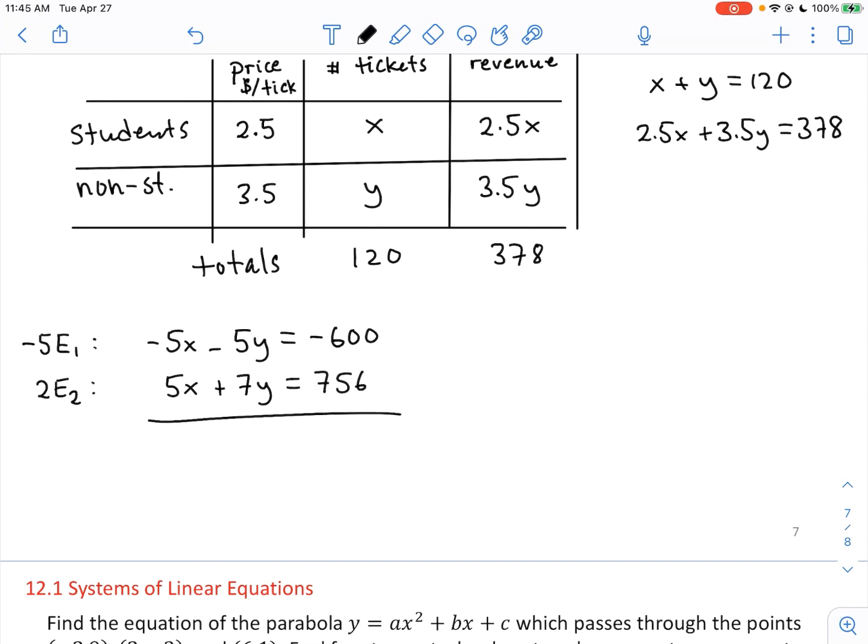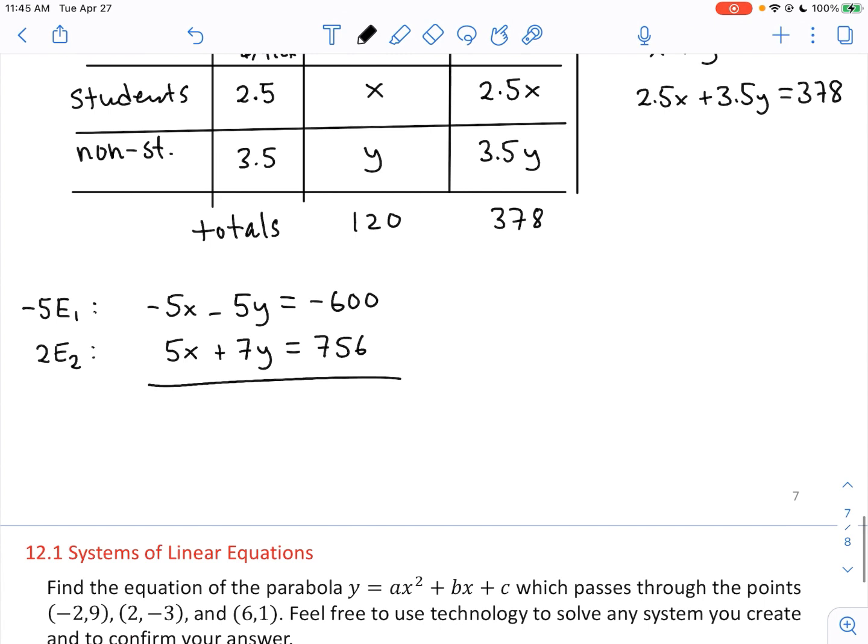Now I've set up elimination of the x's, so I can add the two equations together. Negative 5y plus 7y is going to be 2y, and adding 756 and 600 gives me 156. And then solve for y, we get y equals 78.